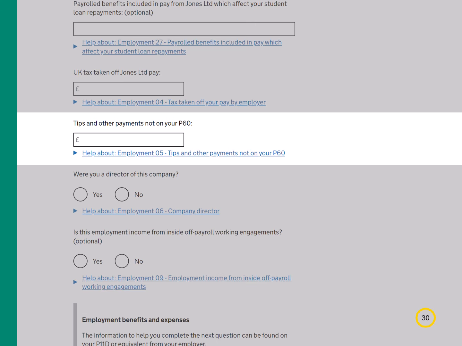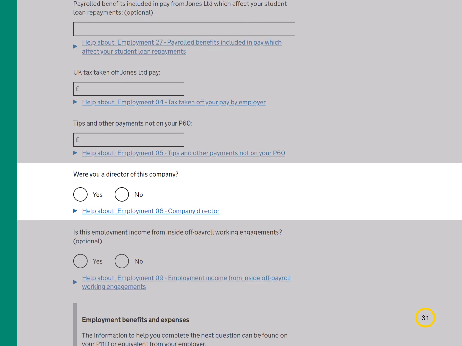Next, we ask about any tips or gratuities you've received in the year. These are taxable income and must be included on your tax return if they're not included on your P60 or P45. Hotels and restaurants often operate a system where tax is deducted before tips are paid to you. You'll receive a separate P60 for these, and you need to complete a separate employment page.